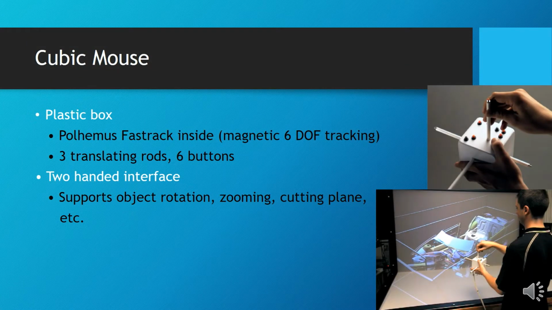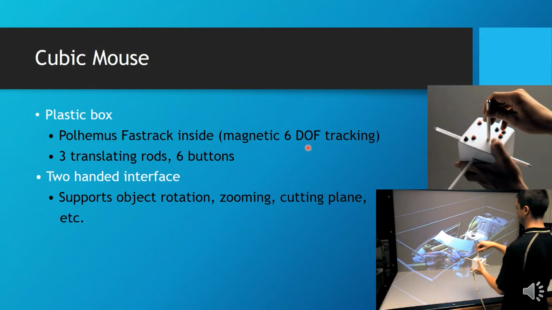Besides handheld input devices, another input device we can use for a virtual reality environment is the cubic mouse. Okay, what is the cubic mouse? The cubic mouse is like a plastic box. As you see in the figure on my right-hand side, it is a plastic box with 6 buttons, 1 2 3 4 5 6, and then it has 3 translating rods. You have 3 translating rods here, 1 rod, 2 rod, 3 rod, to control the 3D object, along with the 6 buttons.